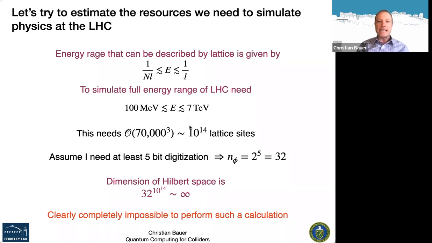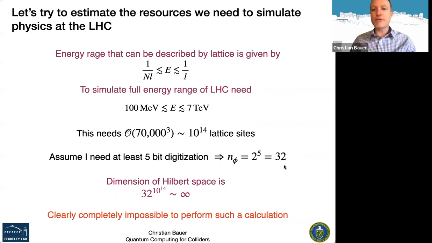Well, that means I need 70,000 lattice points per dimension, just the ratio of these two numbers. I have 3 dimensions, so that gives me 10 to the 14 lattice sites. All right, it's a pretty big number. And let's assume that I want to have at least 5-bit digitization. That means I can sample at 32 field values. That seems like a small number, but it's actually been shown that the error vanishes exponentially as I raise the digitization. So you can actually get pretty good digitization for a relatively low number of field values.